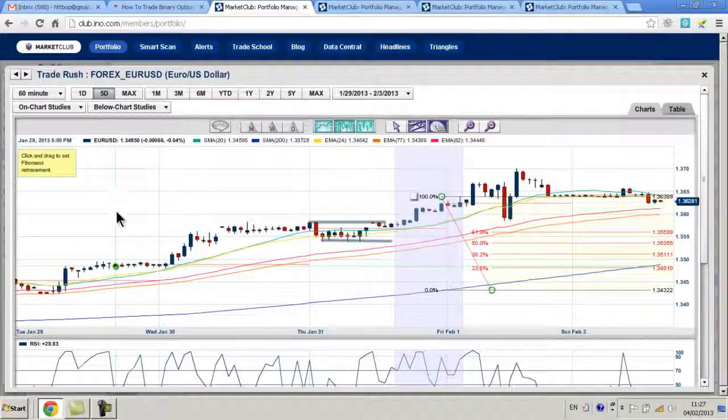Come to your daily, then your 60 minutes, set it up. 4 p.m. to 2 a.m. Draw your trend line across. Get your number. So in this case, it was going to be 1.36281. Keep an eye on your dollar index, and as soon as it breaks out here, enter your trade.